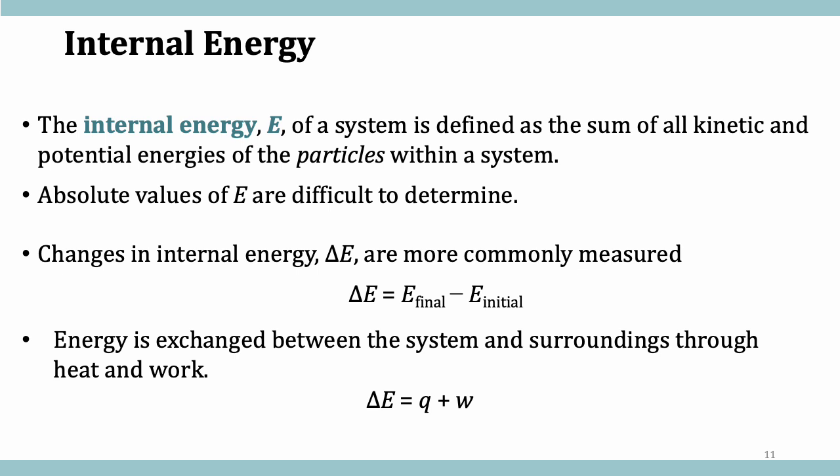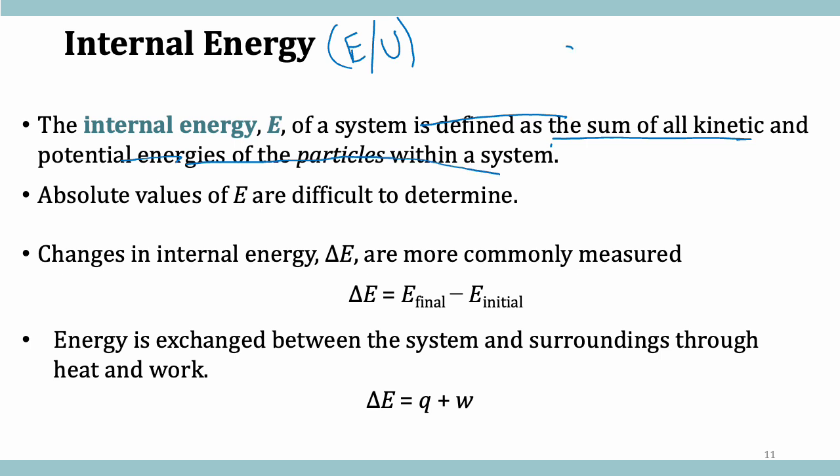Now, the next concept in thermochemistry is going to be internal energy. What is the internal energy? Internal energy is given by the symbol either E, or sometimes U. So either is used, E or U. What is internal energy? It is defined as the sum of all the kinetic and the potential energy of an object.